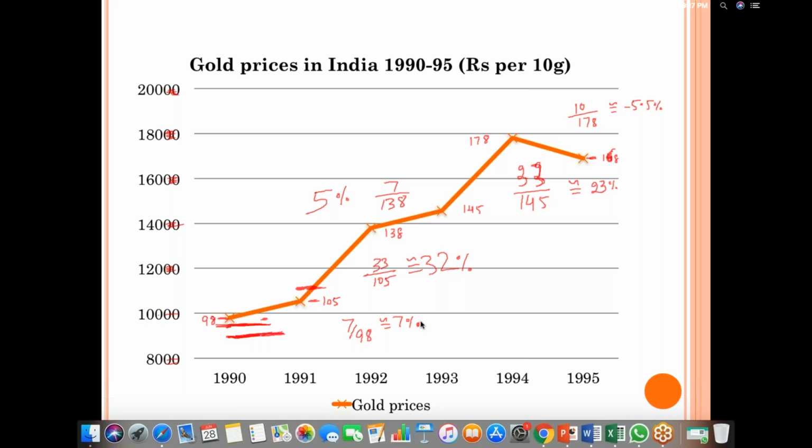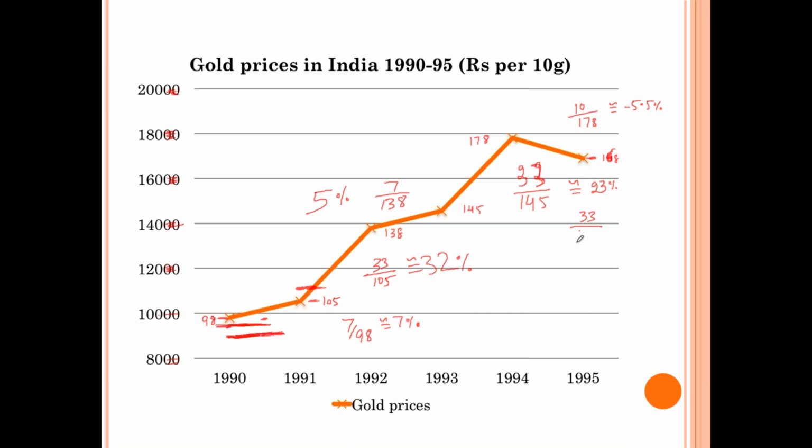And then 7 by 138 will be 5%, because if it is 7 by 140, it will be exactly 5%. Then the next is 33 upon 145. Had it been 33 upon 150, it would have been 22%. So now it will be 145, so approximately 3% more. You increase this by 3% to make it 22.7 or 22.8 or whatever. Right? Here again, this is your minus 5.5%.